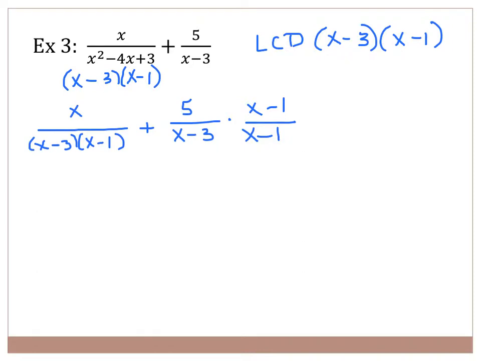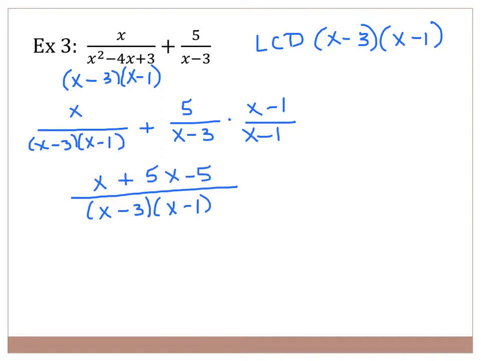And I'm going to go ahead and write this as one large fraction. So x minus 3 times x minus 1. No changes for the first one, and we're adding, so we don't really have to worry about signs now. So 5x minus 5. And we'll combine like terms, and you get 6x minus 5 over x minus 3, x minus 1. And don't FOIL it, leave it like it is, it's fine.